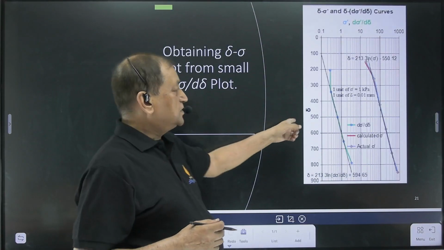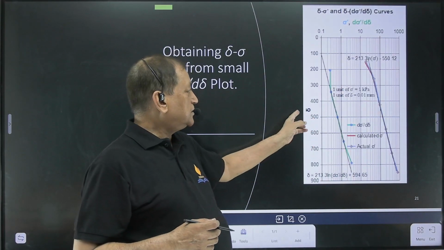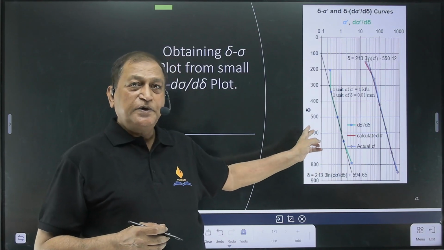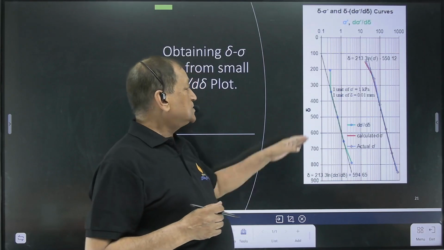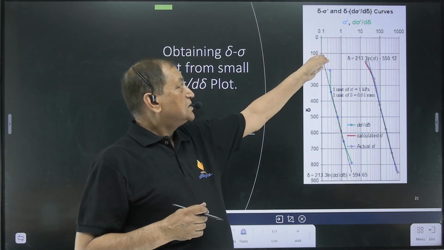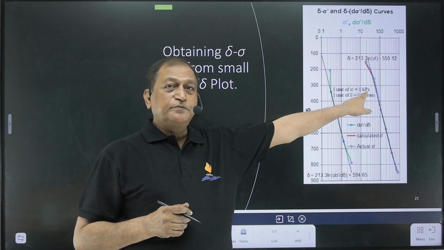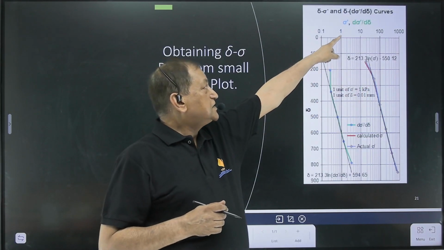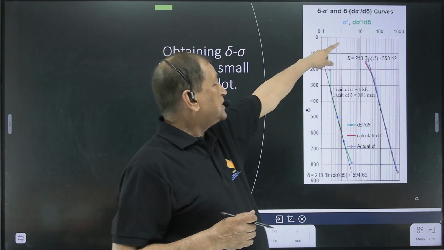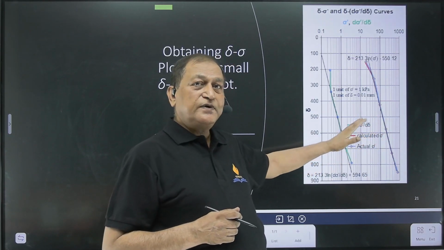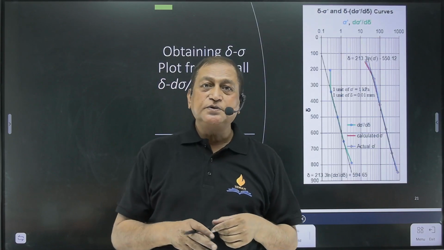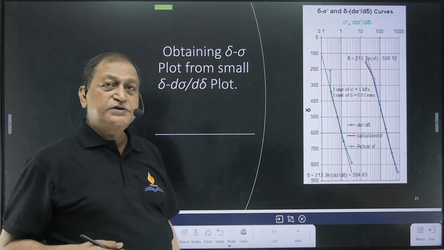Similarly for pressure, earlier we were plotting settlement versus rate of settlement with respect to time. Now we are plotting settlement versus rate of settlement with respect to pressure, d sigma by d delta or d delta by d sigma, and similarly we are obtaining this plot as in the case of time, simply t is substituted by sigma. The remaining procedure remains the same.